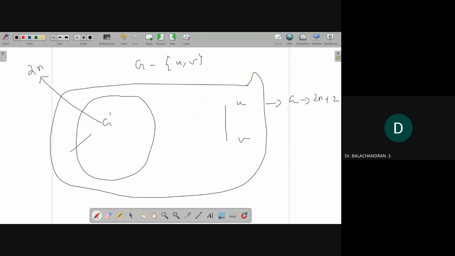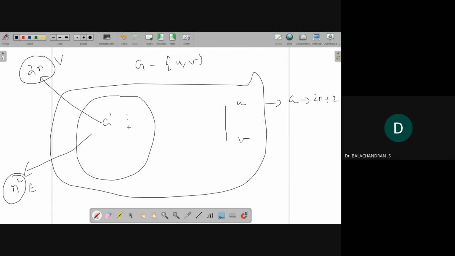What is p here? 2n. So (2n) square by 4, which is n square. So the maximum number of edges in G dash is n square.